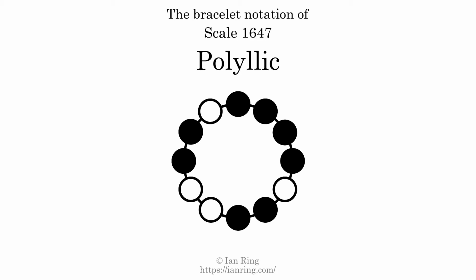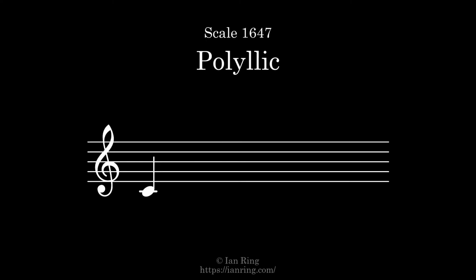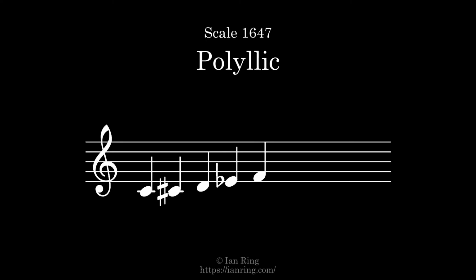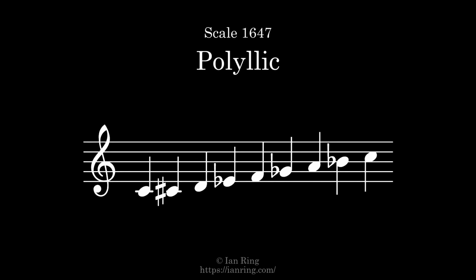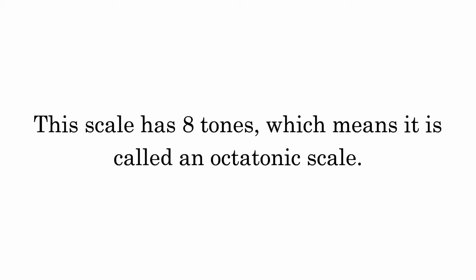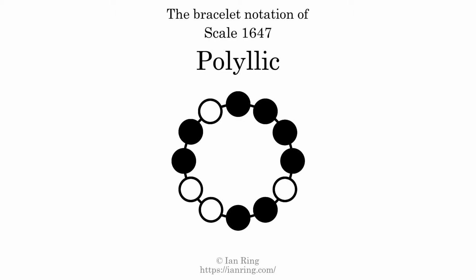1647, Polyllic, which sounds like this. This scale has 8 tones, which means it is called an octatonic scale. This is a bracelet notation diagram of scale 1647. The shaded circles represent tones that appear in the scale, and they are read clockwise, starting at the top.